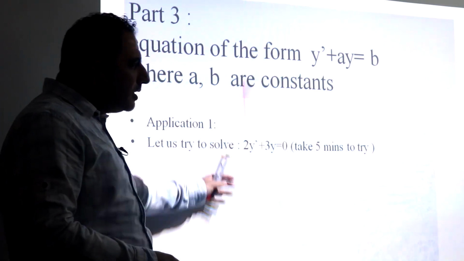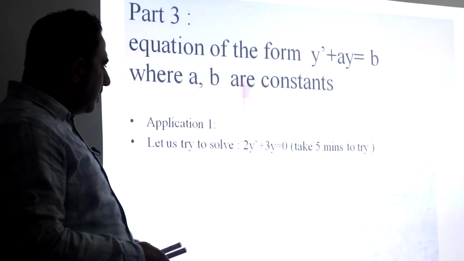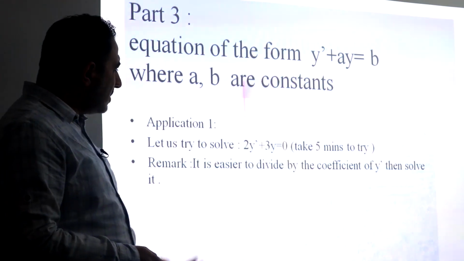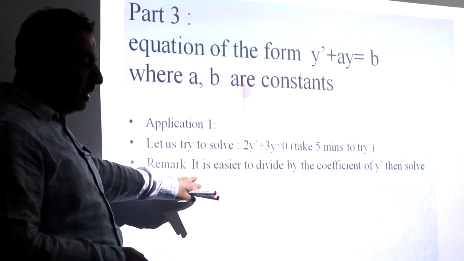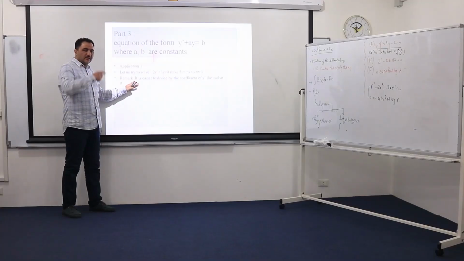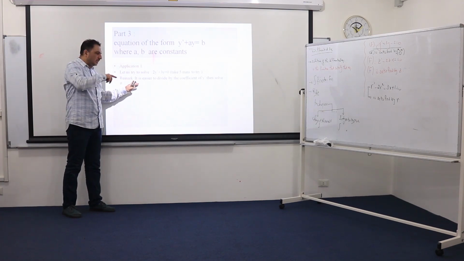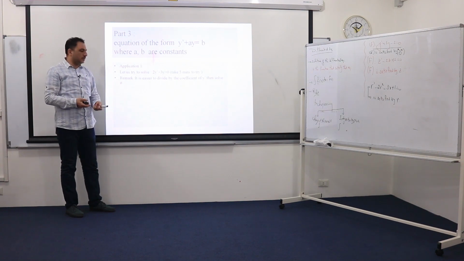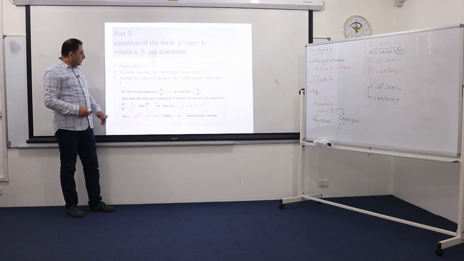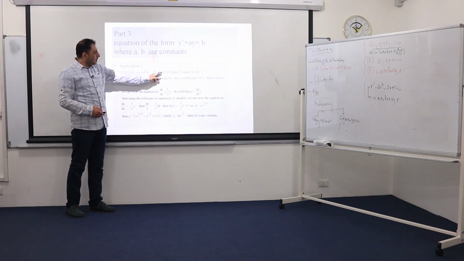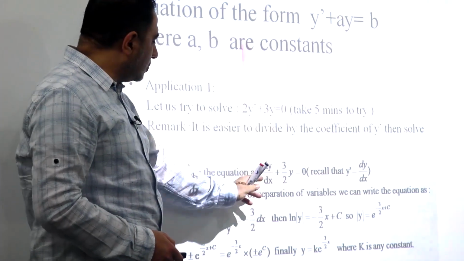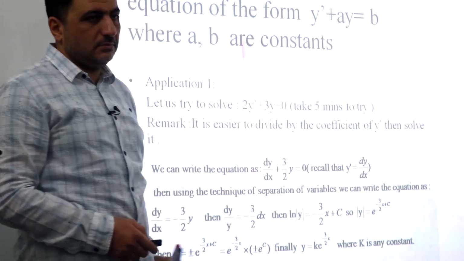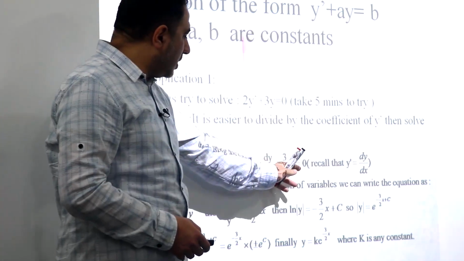Let us think. What is y prime, as you remember? Yes, y prime is dy by dx. There is a remark here. It is easier, not necessary but easier, to divide by the coefficient of y prime to make it simpler. Then we are able to see y prime plus 3 over 2 y equals 0. And you know that y prime can be written as dy by dx, so dy by dx plus 3 over 2 y equals 0.